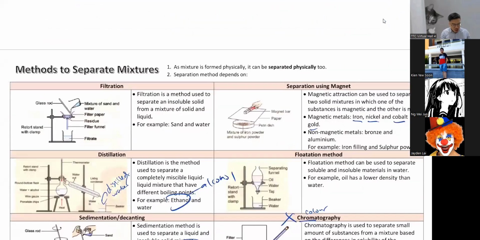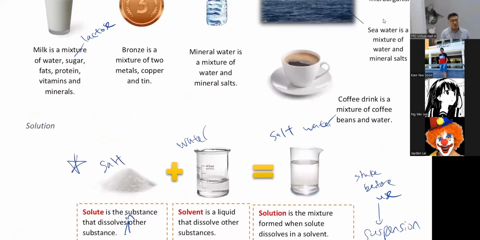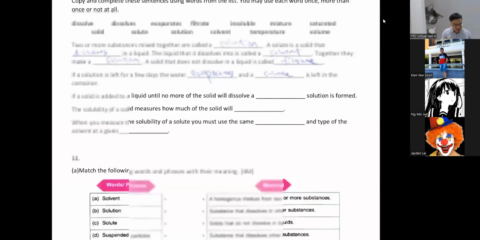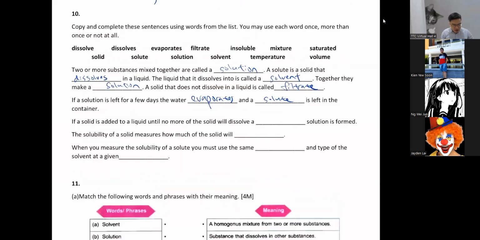What is a mixture? What is a solution? This is quite an important part, quite an easy part to score. So let's go to our question 10. I think we stopped around here, right? I'll quickly discuss this and then we will move on to chapter 9. Are you ready?